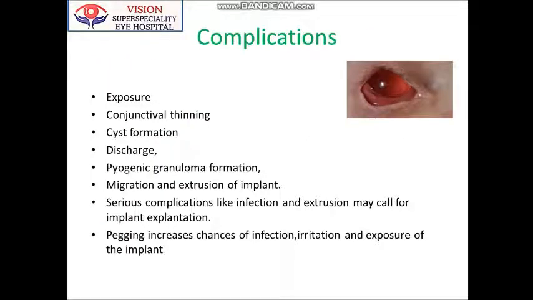Coming on to the complications. Complications include exposure of the implant, conjunctival thinning, cyst formation, discharge, pyogenic granuloma formation, migration and extrusion of implant. Serious complications like infection and extrusion may call for implant explantation. Pegging increases chance of infection, irritation and exposure of the implant. This photo shows exposure of PMMA implant.